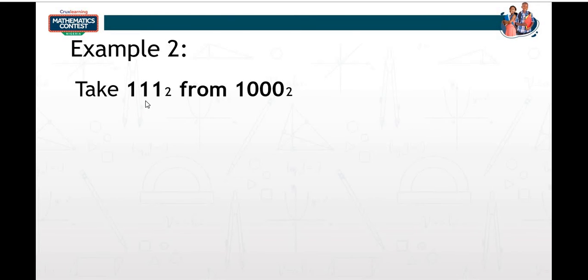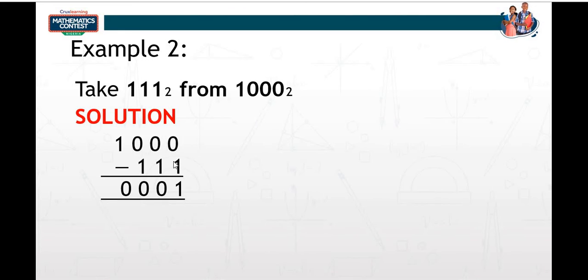So take 111 base 2 from 1000 base 2. Here it is. So 0 minus 1 cannot, and I want to borrow here, nothing to borrow, want to borrow here, nothing to borrow. So we'll rush over to this, borrow and call it 2. Move here, drop 1, take 1, call it 2. Move here, drop 1, call it 2, take 1 to this. And this is 1. Remaining here is 1 minus 1 is 0, 1 minus 1 is 0, and nothing is here. It's 0. So we have it as 1.